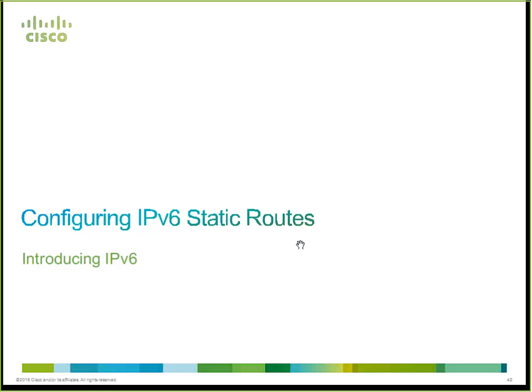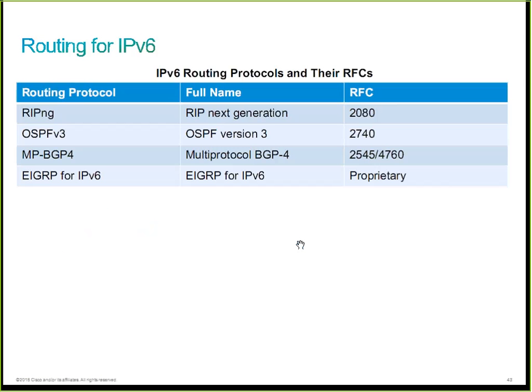Okay, now when it comes to that, first let's try to understand what are the routing protocols available under IPv6. We definitely have static and default routes, just like what we have in IPv4. But along with that, we have RIP NG or RIP next generation. So it's not called RIP version 1 or RIP version 2. In IPv6, it's called RIP next generation. OSPF is called OSPF version 3. For BGP, we have multi-protocol BGP4. And then we have EIGRP for IPv6.